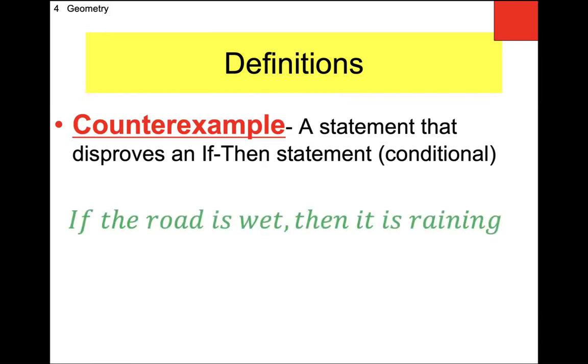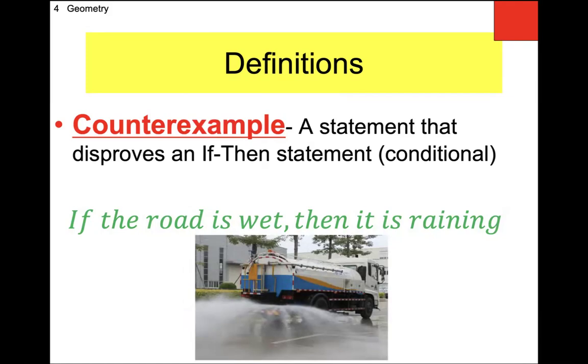All right. So let's see. Can we prove this to be false? If the road is wet, then it's raining. Well, the rain could have stopped. The road is still wet, right? And it's clearly not raining. If it's a dusty environment, sometimes they have these trucks that spread water on the ground, and that means the road is wet, but it is not raining.